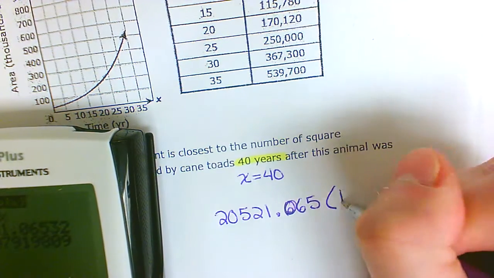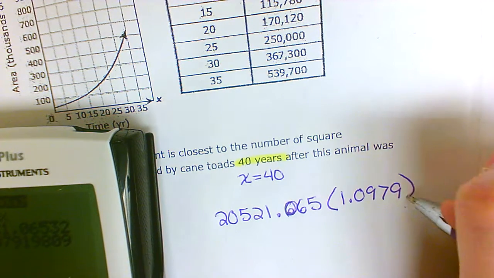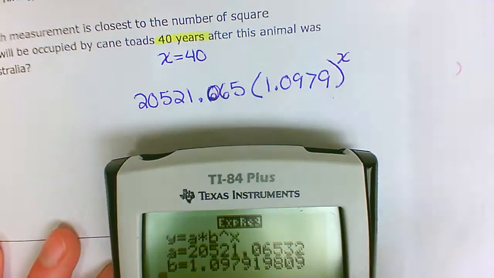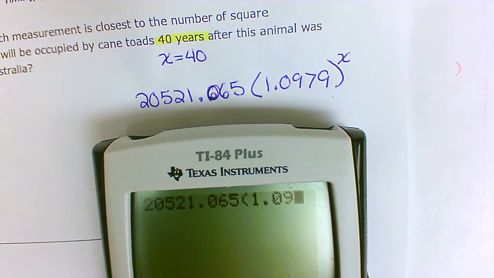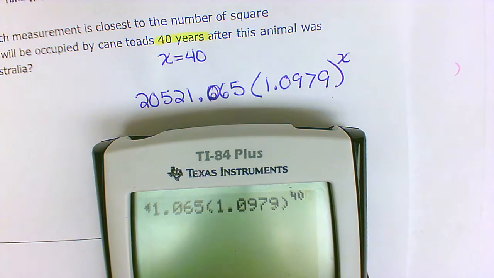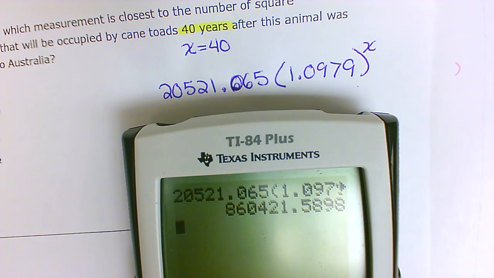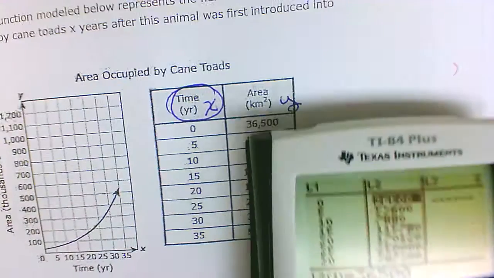My b value is 1.0979, and I'm going to raise that to my exponent x. Now in our case, our exponent is going to be 40, so I'm going to type this all in. And raise it to the x power. Now the more decimals that you write down, the closer your answer is going to be. And when I look at this one, I'm starting to think that once again I messed up on my stat edit. Let's go back.